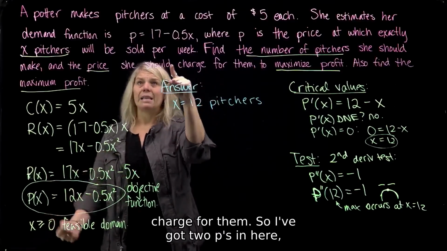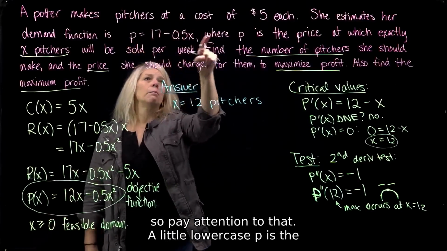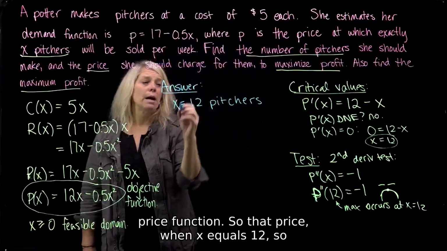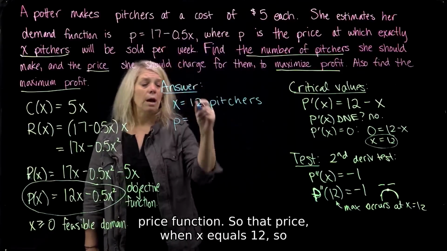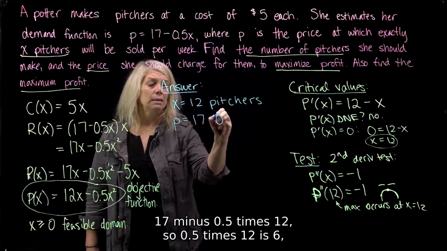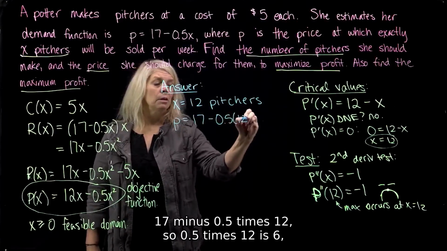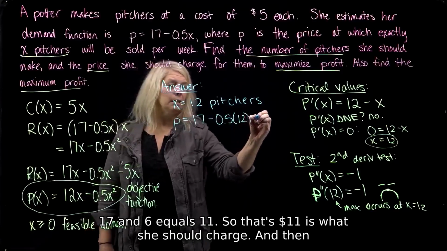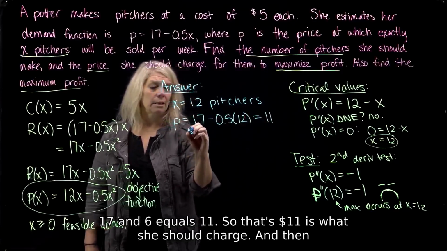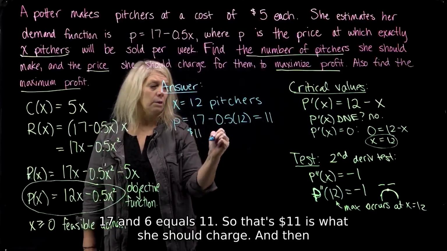So I've got two p's in here, so paying attention to that. Little lowercase p is the price function. So that price when x equals 12, so 17 minus 0.5 times 12, so 0.5 times 12 is 6, 17 minus 6 is 11, so that's $11 is what she should charge.